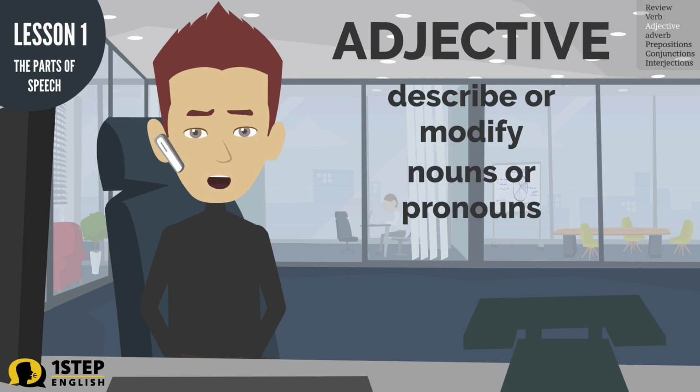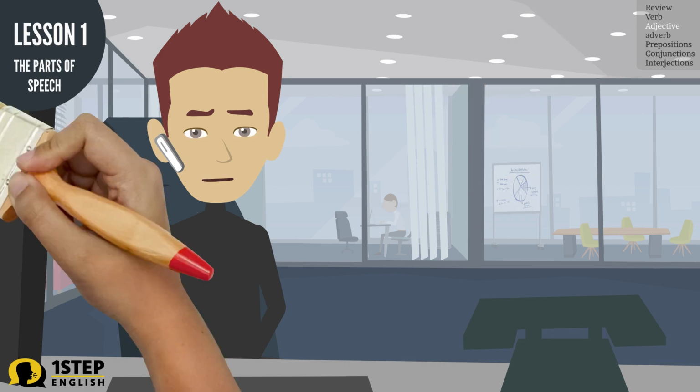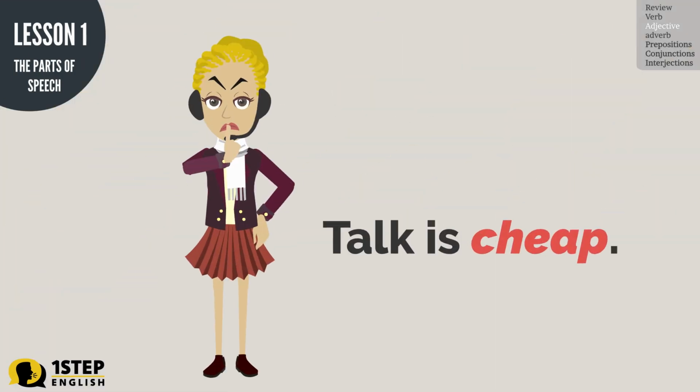The fourth part of speech that we are going to discuss is adjective. Adjectives describe or modify nouns or pronouns. They tell us which one, what kind, or how many. For example, talk is cheap. Cheap. The word cheap describes the noun talk.